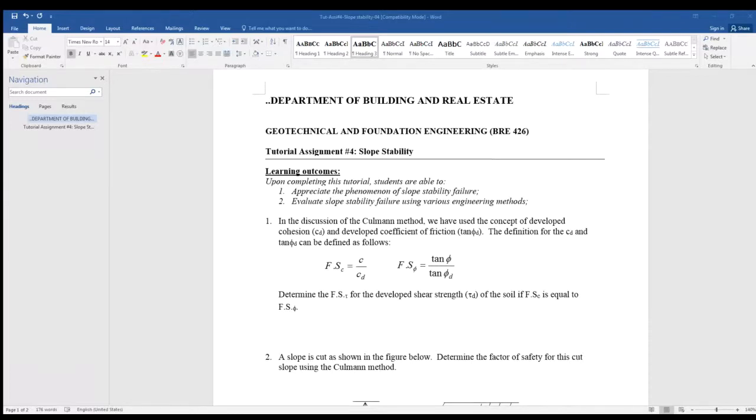Okay, welcome back to our tutorial. Could everyone see the screen? It should be a web file on the tutorial assignment 4. Can you see the web file? Okay, good.